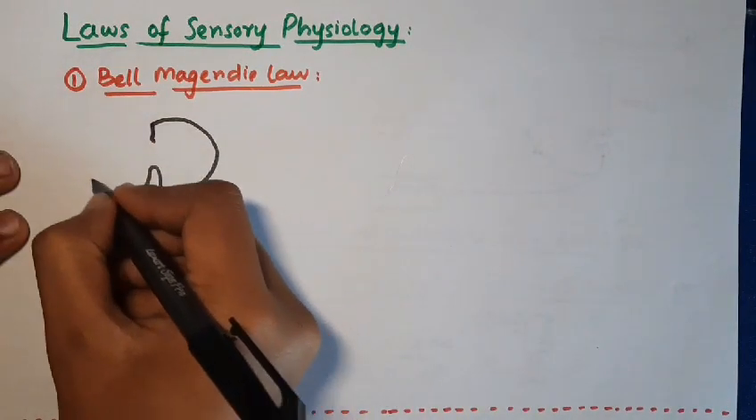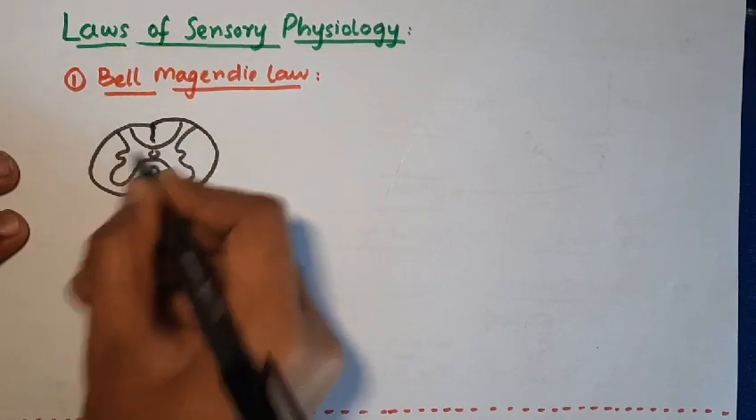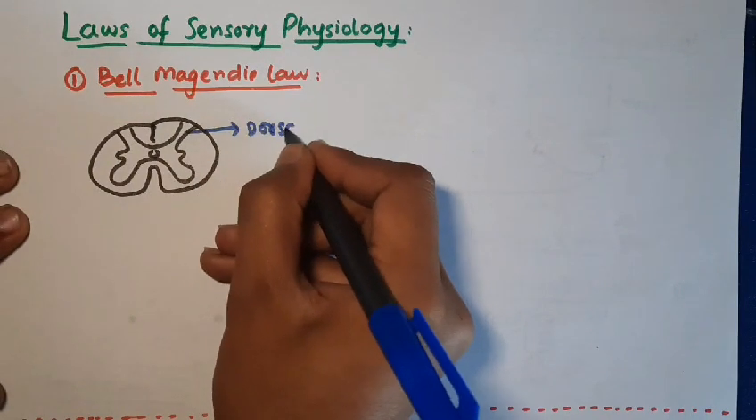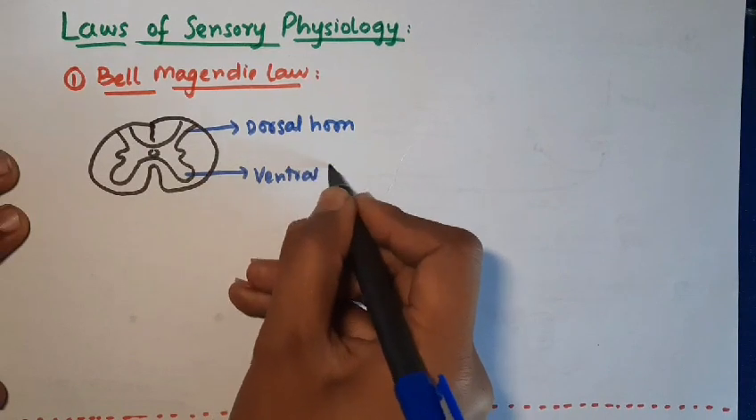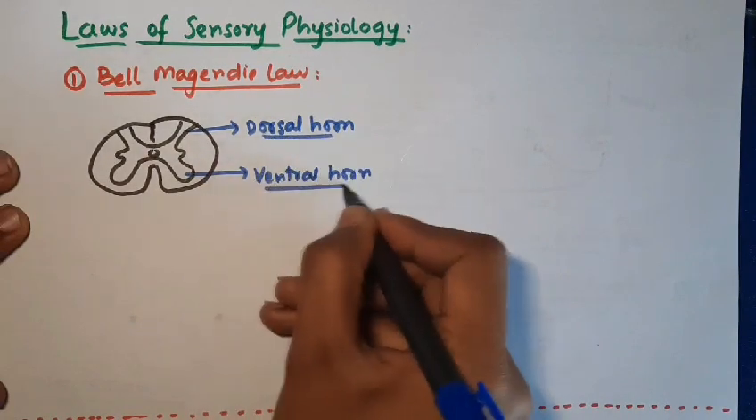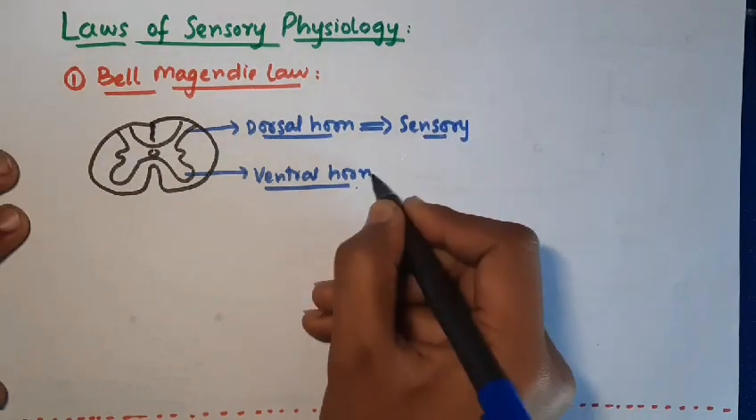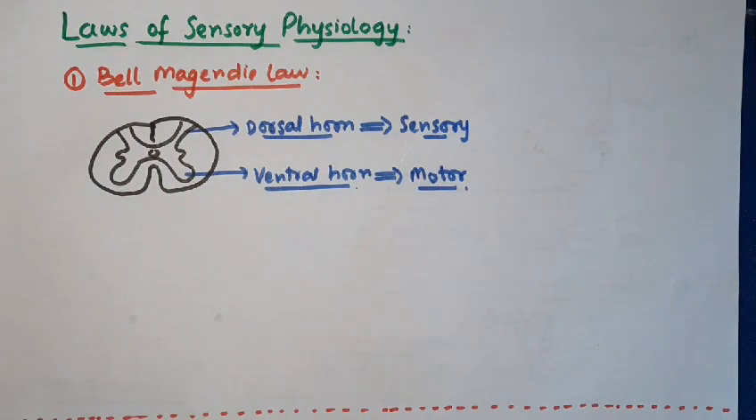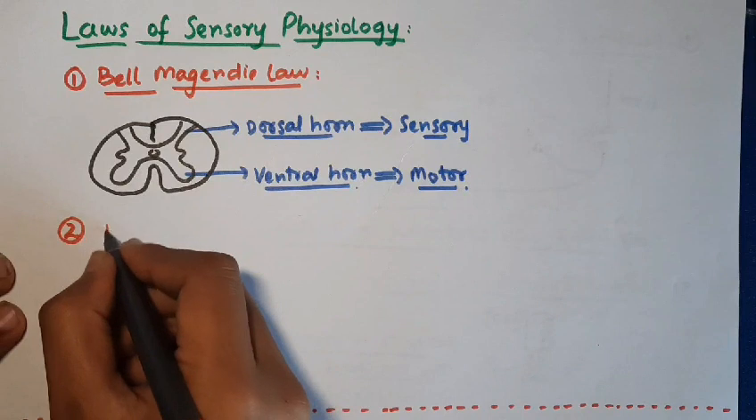If we take a cut section of spinal cord, these are different horns in the spinal cord. This horn is called the dorsal horn or the posterior horn of spinal cord, and this horn is called the ventral horn of spinal cord. So this law states that the dorsal horn of spinal cord is always sensory and the ventral horn is always motor in nature. We already know this because from the ventral horn alpha motor neuron arises, which is motor in nature.